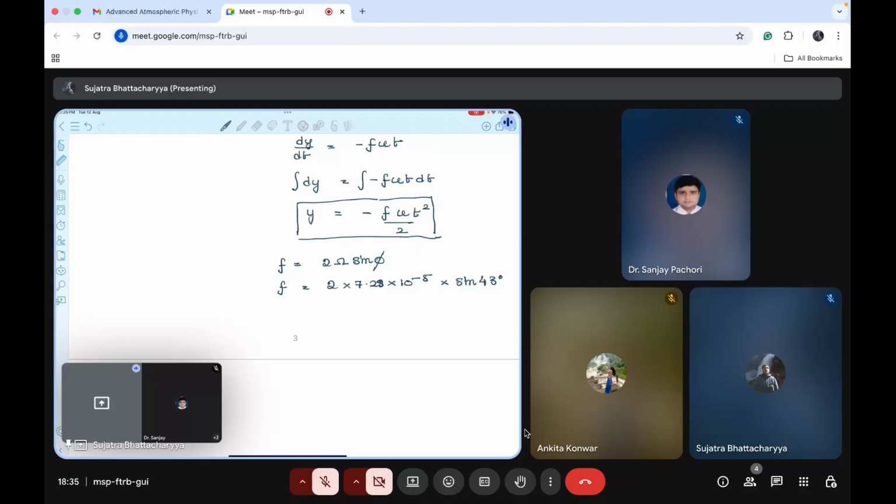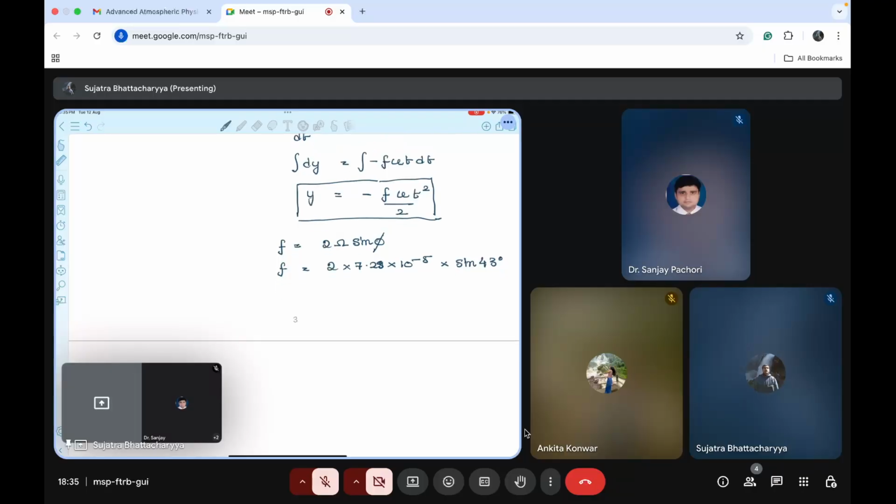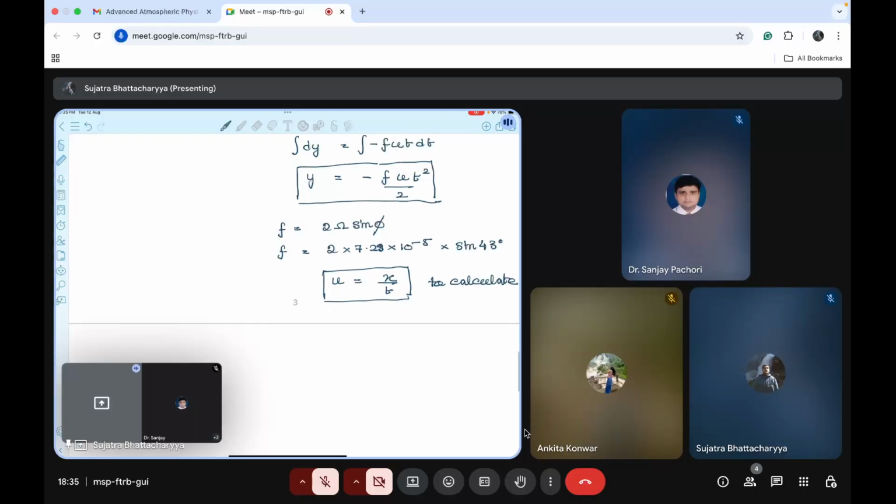This u, we need to calculate this u velocity. So how will we do that? Your u, the zonal velocity, must be x by time, right? This should be x by time. This velocity we need to calculate.